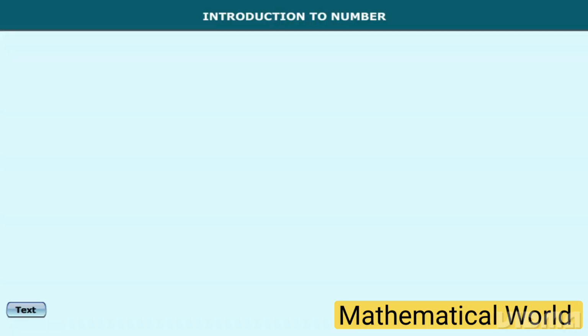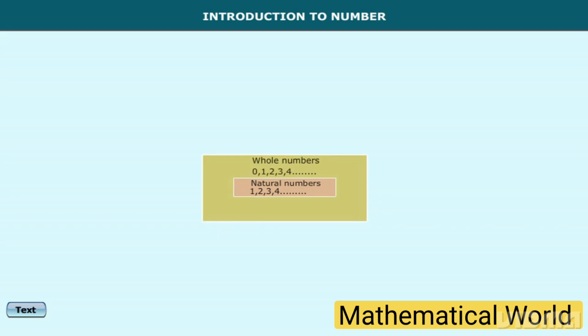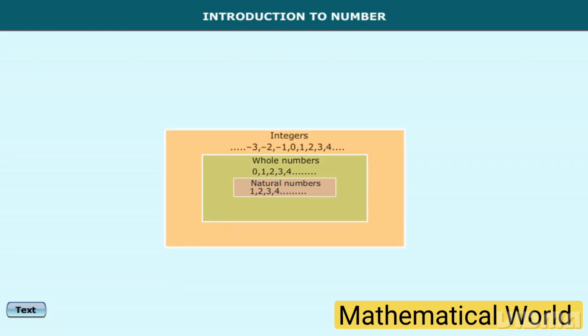Introduction to numbers. Natural numbers. Natural numbers are the set of numbers used to count objects starting with the number 1, then 2, 3, 4, and so on. Whole numbers. The set of whole numbers includes the set of natural numbers with the addition of 0. Integers. The set of integers includes the set of whole numbers with the addition of negative whole numbers.